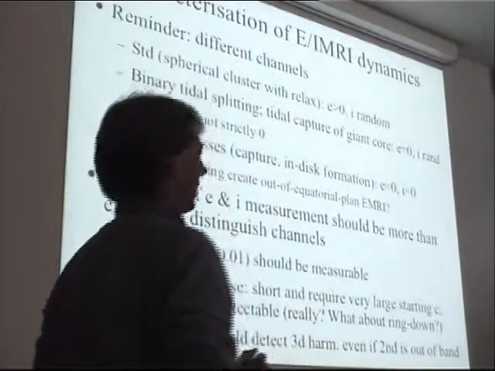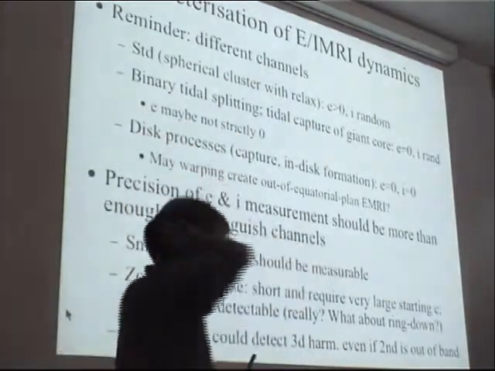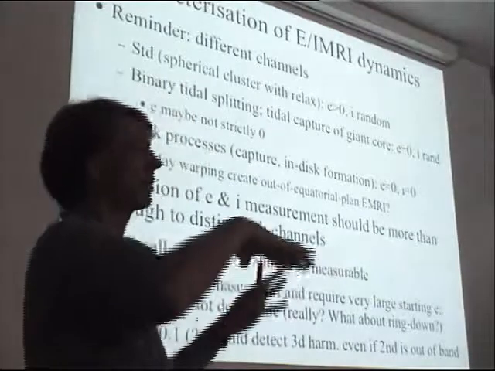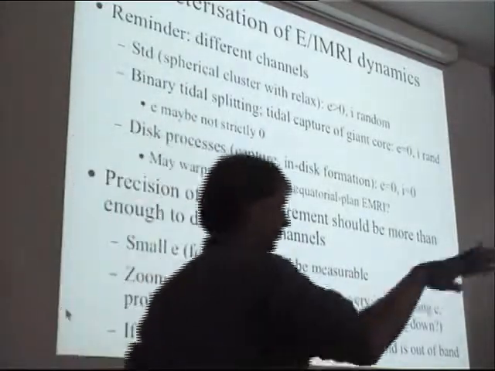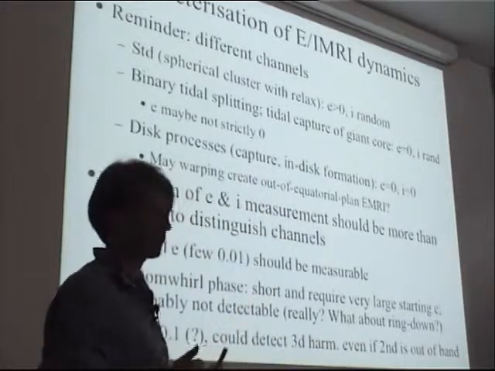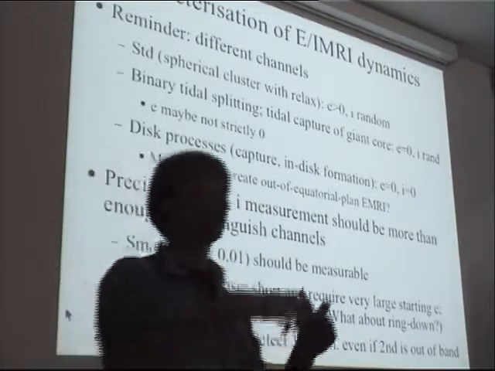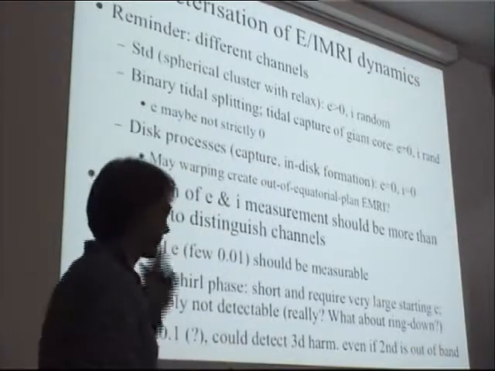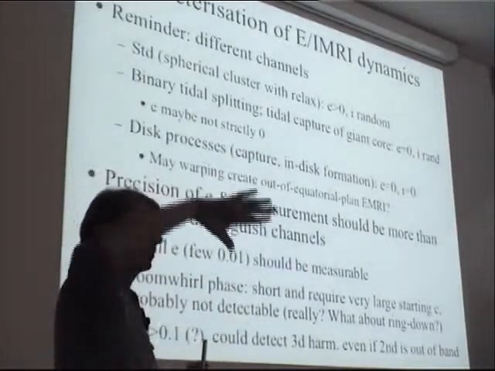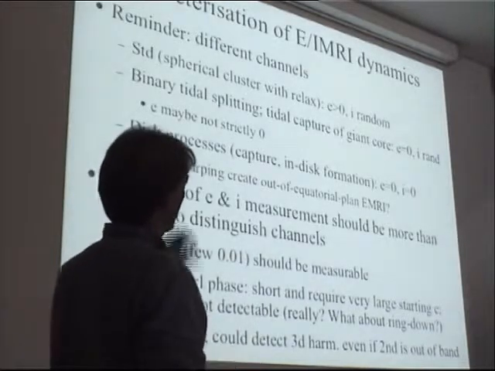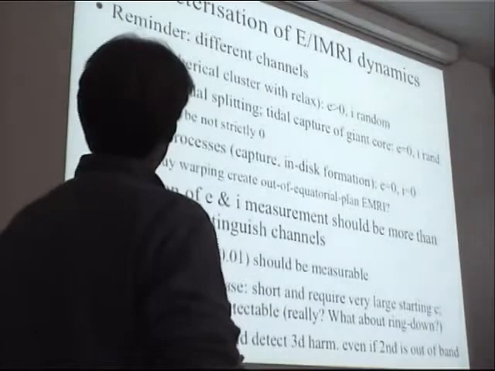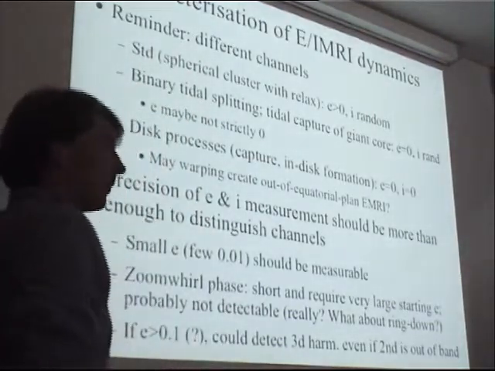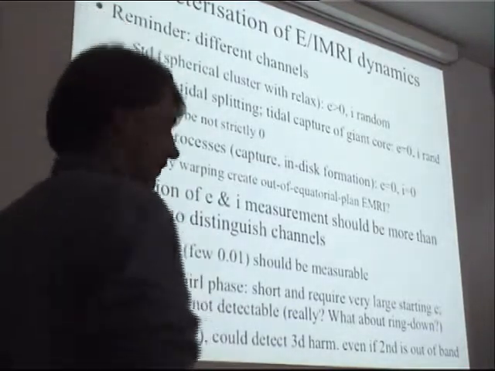So this is a well-studied phenomenon, but what we don't know, at least I don't know, and I don't think we reached a conclusion about that, is whether the disk will be warped. So the global orientation of the disk may be different from the orientation of the spin of the black hole, but maybe the inner edge of the disk will still be locked in the equatorial plane. This I don't know. If that is the case, then you can expect that if the star stays in the disk, the inspiral will still occur in an equatorial fashion. Again, the precision of eccentricity and inclination measurements should be more than enough to distinguish different scenarios.